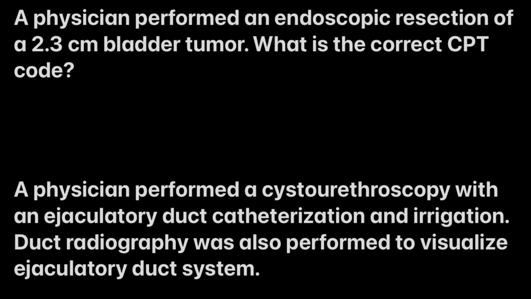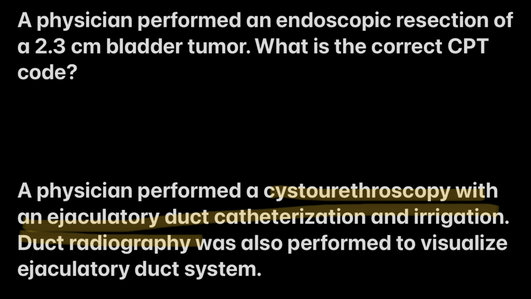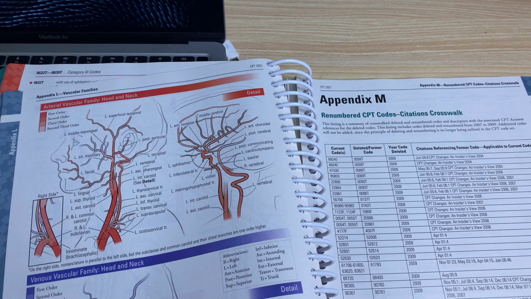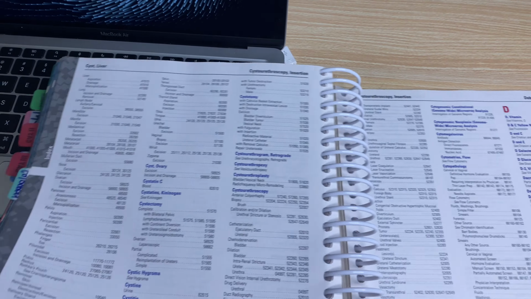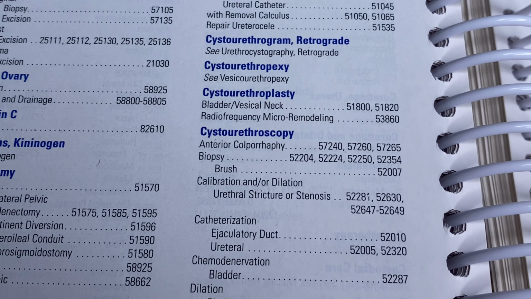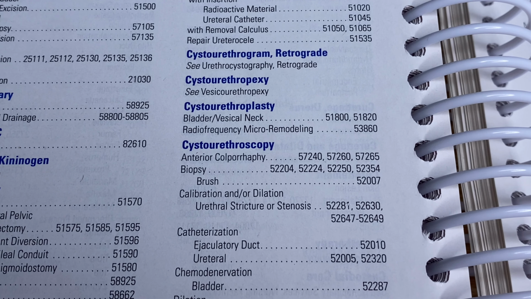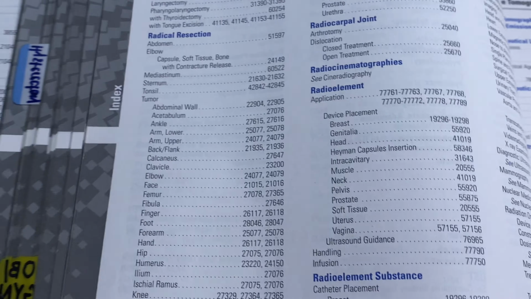Moving on to our bottom question, a physician performed a cystourethroscopy with ejaculatory duct catheterization and irrigation. Duct radiography was also performed to visualize the ejaculatory duct system. So it sounds like we have two procedures going on in here. Let's look in our CPT book, and the first thing we are going to look up is cystourethroscopy. We're going to be looking for something about ejaculatory duct catheterization because that's what stands out to me. And then we're also going to look for the duct radiography. Right here underneath cystourethroscopy, we have catheterization, ejaculatory duct, 52010. But I'm also going to look for that radiography to see if there's any information for another CPT code.